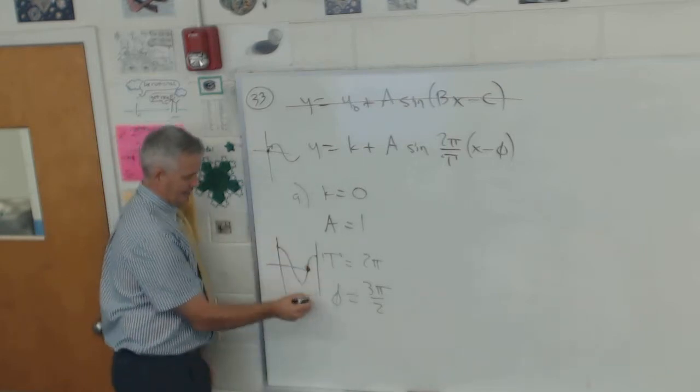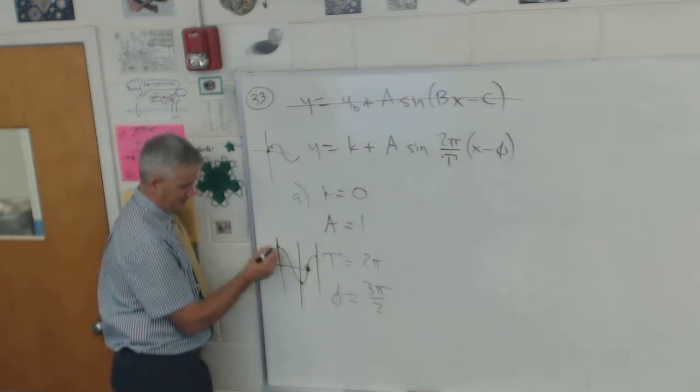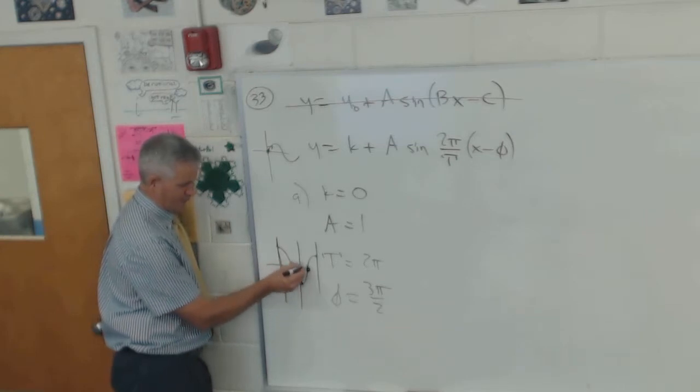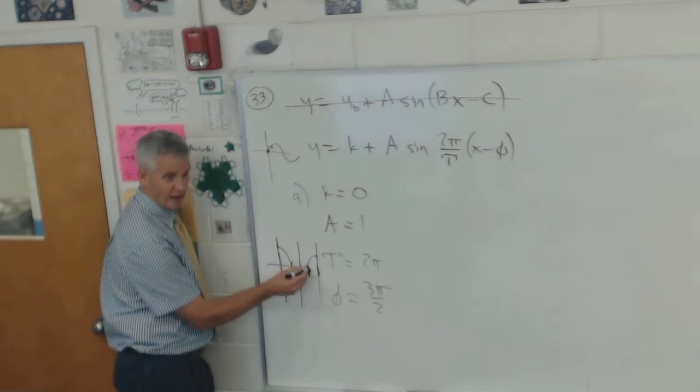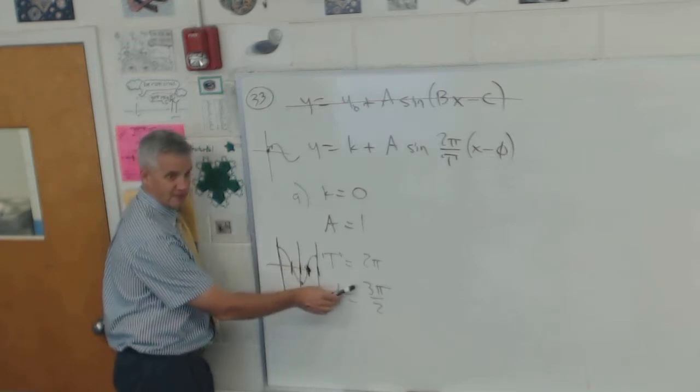Okay. This is at 2 pi. This is at pi. This is at 0. This is pi over 2, 2 pi over 2, 3 pi over 2, 4 pi over 2. So it's at 3 pi over 2 where it's in the middle heading up. So the phase shift is 3 pi over 2.